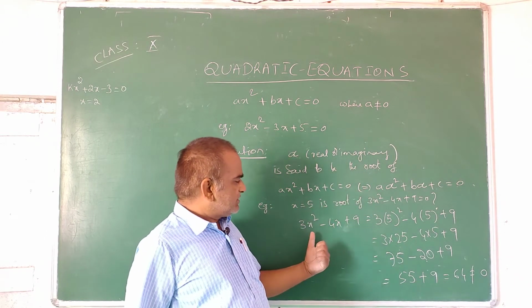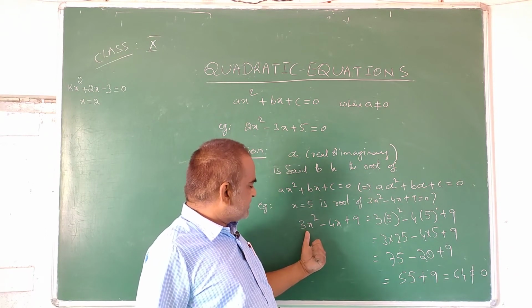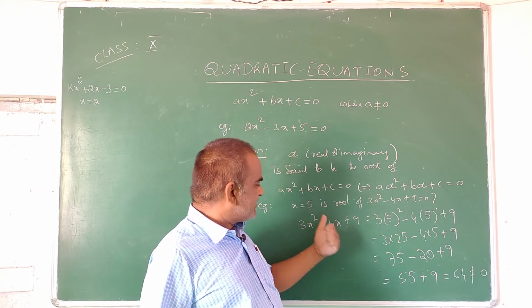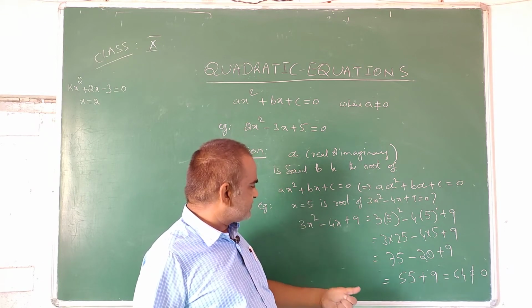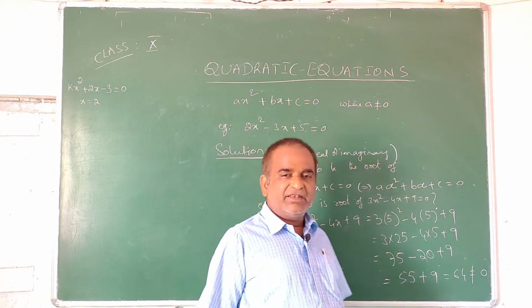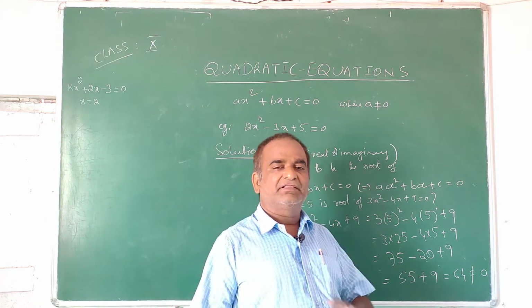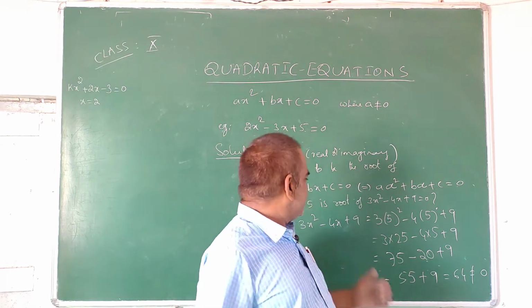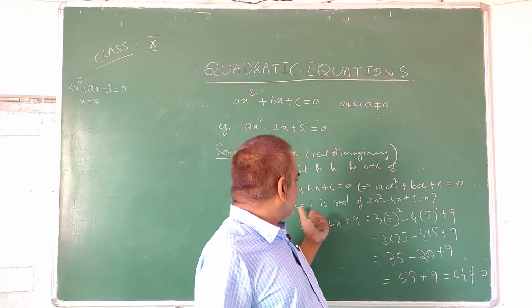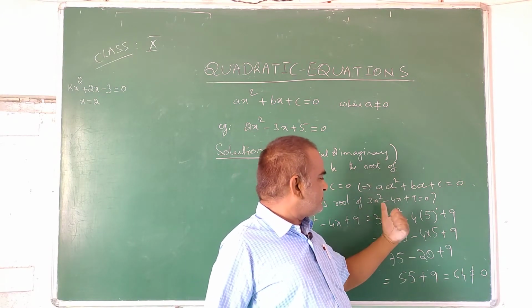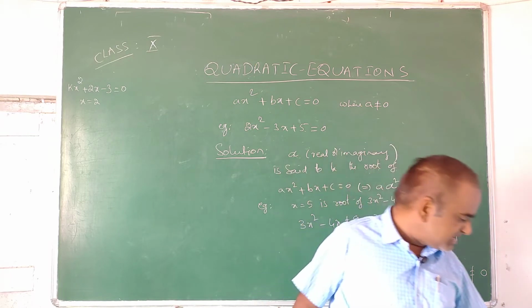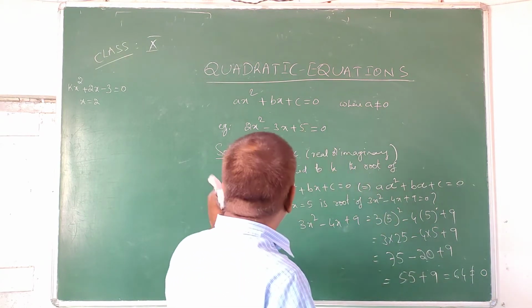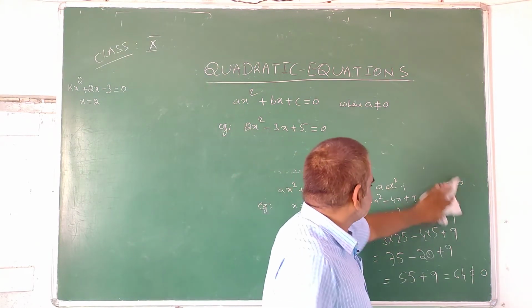So the expression 3x square minus 4x plus 9 has value 64 when x is equal to 5, which is not equal to 0. Then you can say x is equal to 5 is not a root of this quadratic equation. That's how you can conclude. Now let us take another example.